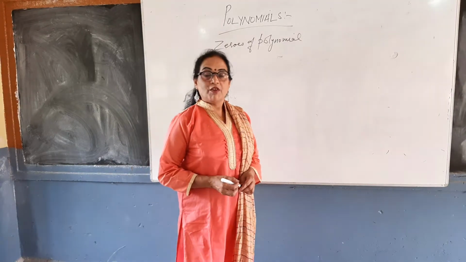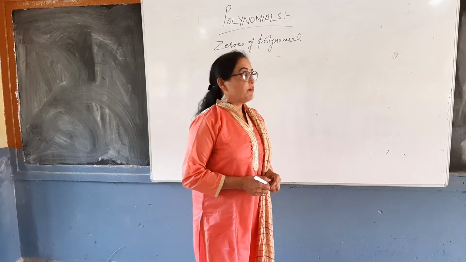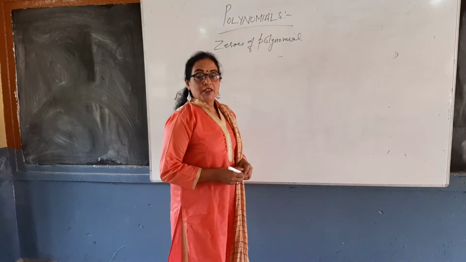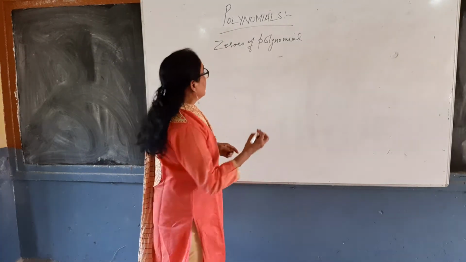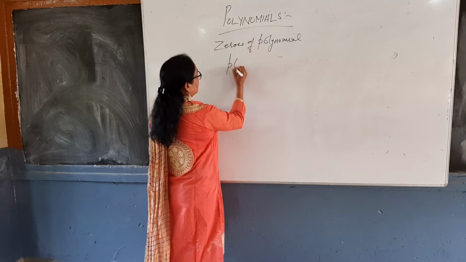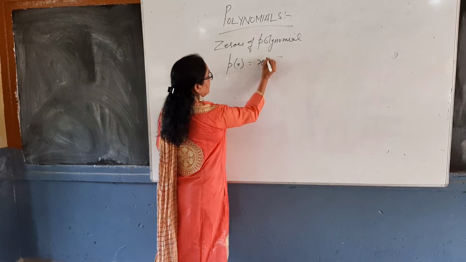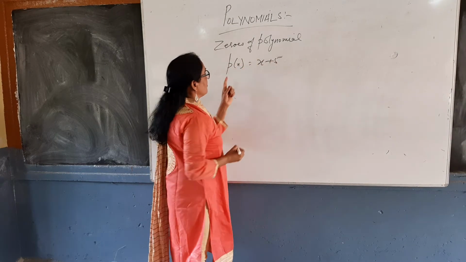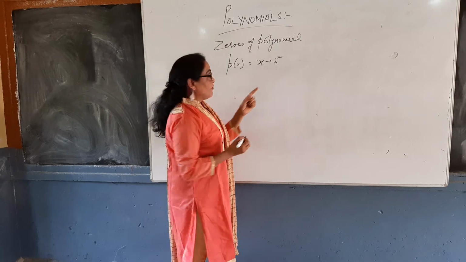We have done the polynomial in the last lectures. Today we will see zeros of the polynomial. Zero of the polynomial means, suppose any polynomial is given to us, suppose p(x) = x + 5 is given.